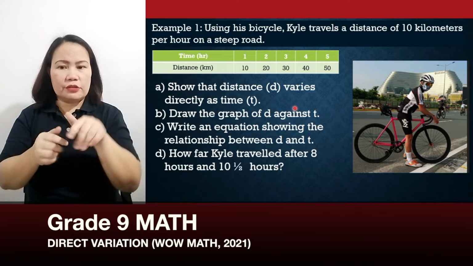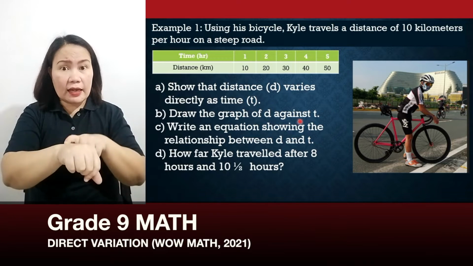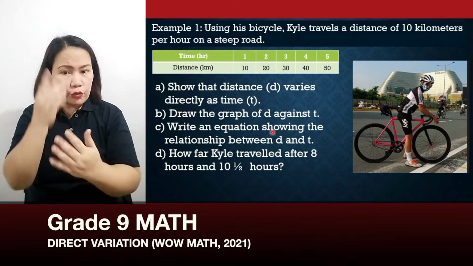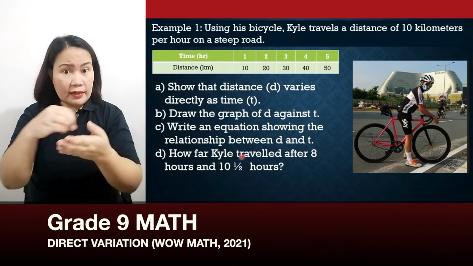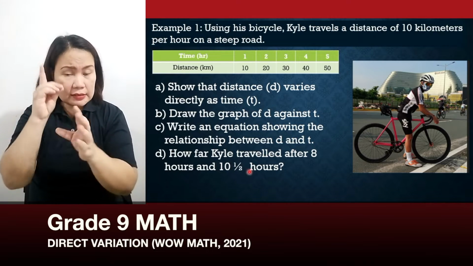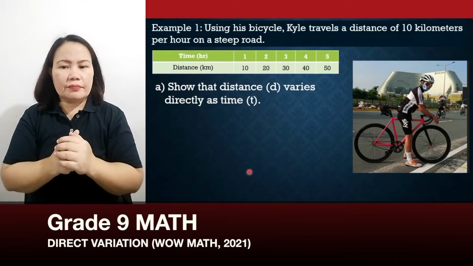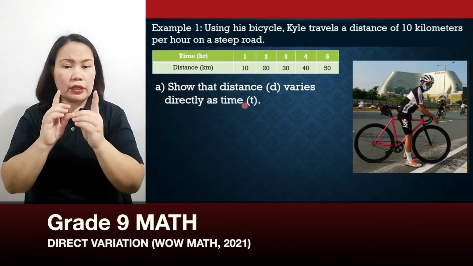A. Show that the distance d varies directly as time t. B. Draw the graph of d against t. C. Write an equation showing the relationship between d and t. D. How far did Kyle travel after 8 hours and 10 and a half hours? Okay, let's answer first letter A. Show that the distance d varies directly as time.